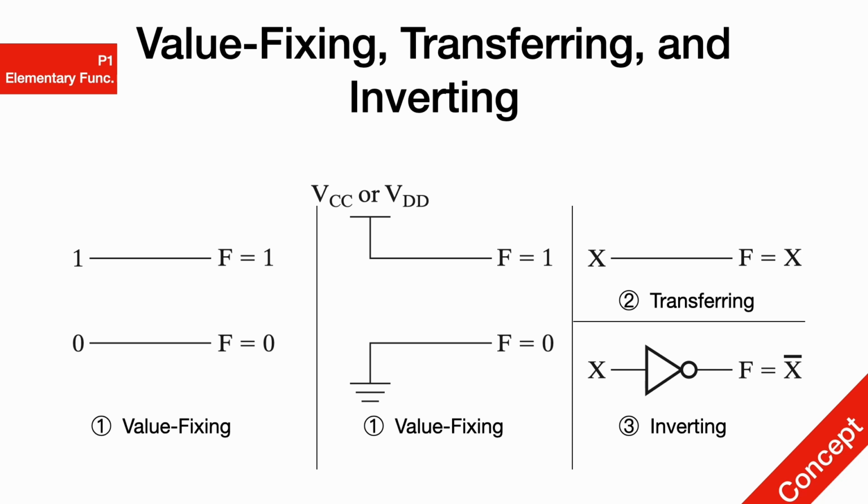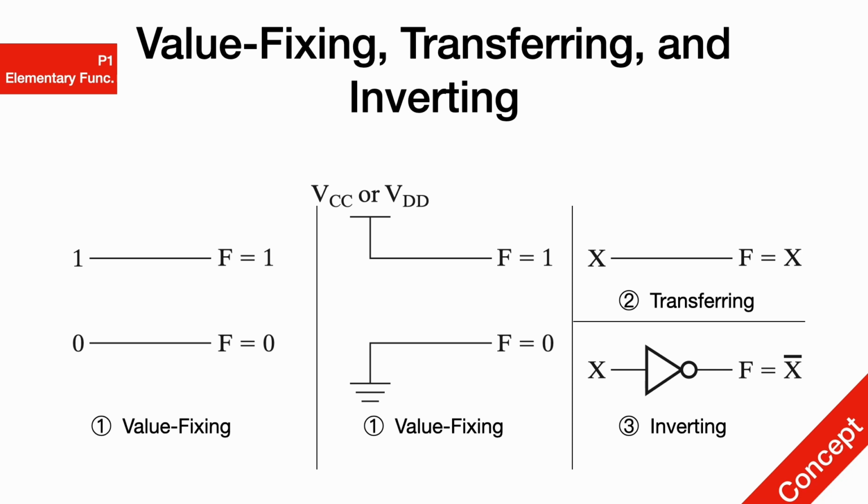On the bottom over here, we have our trusty friend, the digital ground. And the digital ground will provide you with a voltage always in the low voltage area. So this is considered giving a constant of 1 or 0 to a wire, and that is called value fixing.